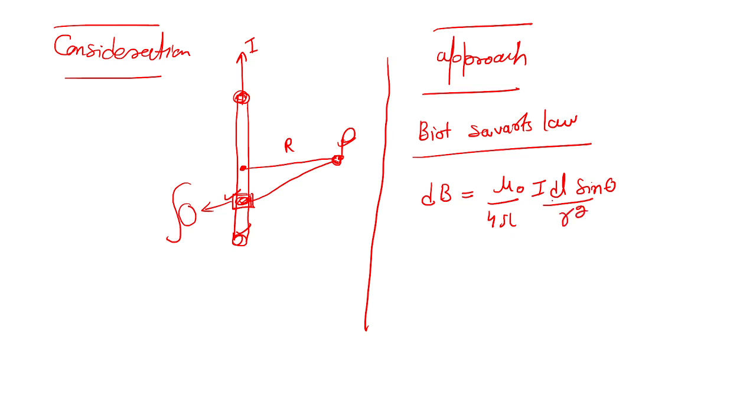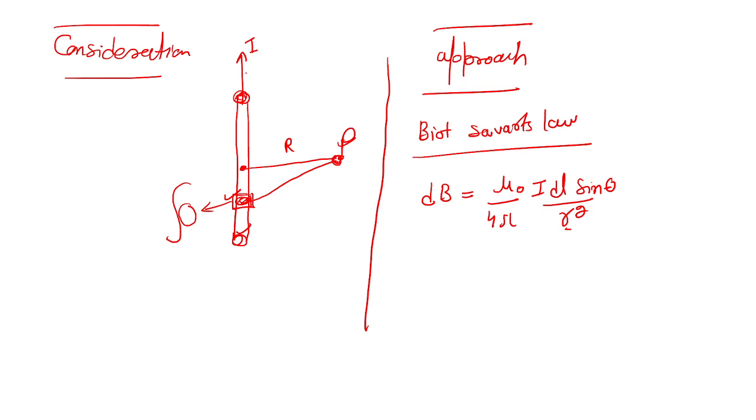This means that IDL is that small current element, and r is the distance of the point where you are going to calculate the magnetic field because of a particular conductor. Theta is the angle made by the radius vector, or the distance vector, with respect to the inclination of that conductor. So Biot-Savart's law we will use, and this is our consideration.